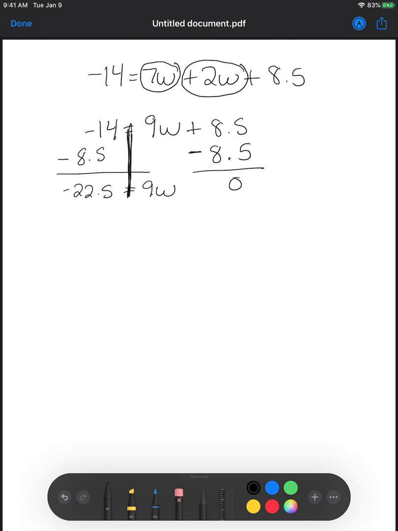Again, a number by a letter means you're multiplying, so the opposite of multiplying is dividing. You get negative 2.5 equals w. So we combined it on that side.